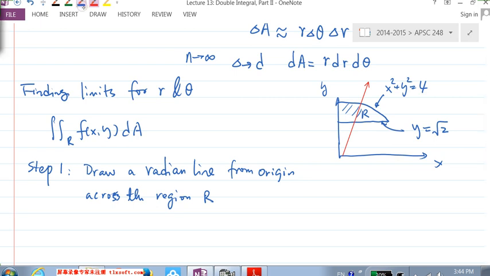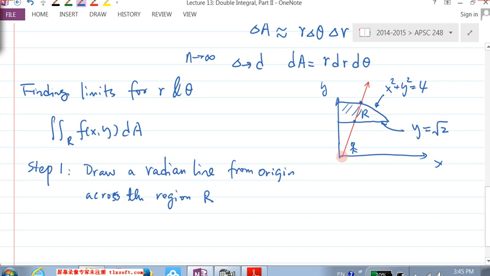Once you draw this, you will see that this radial line comes into contact with the region R with the first contact over here, and with the second contact here. This is the entry point, and this is the exit point. Imagine there is a guy walking. So that's the first contact, that's the second contact.